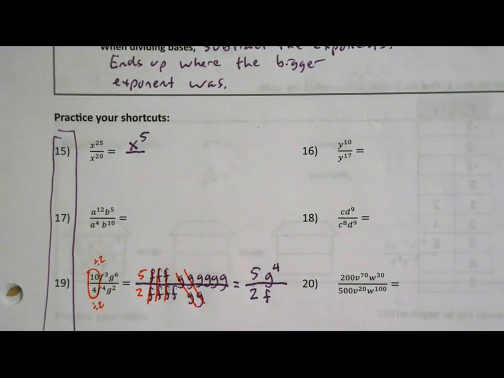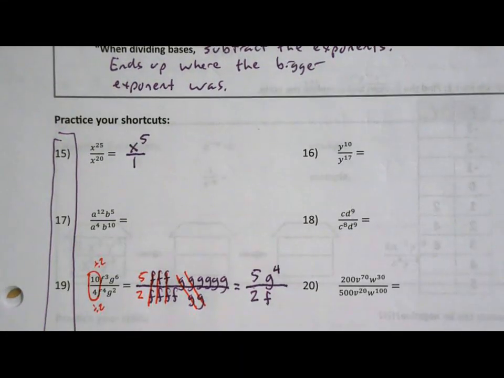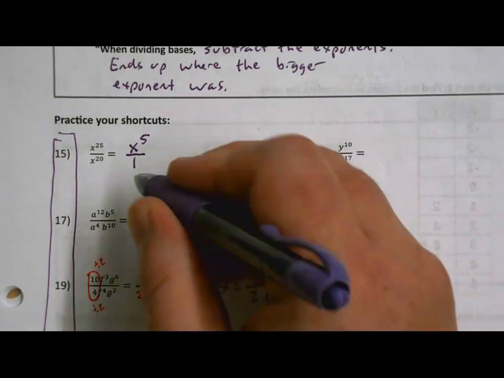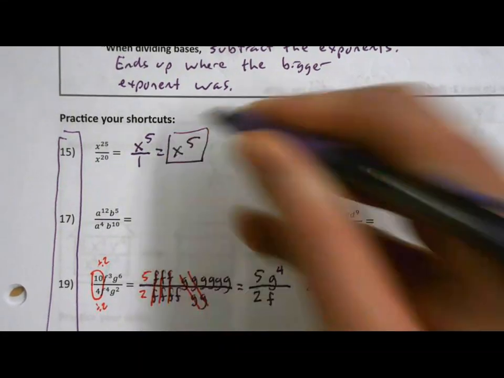Everything on the bottom would cancel, right? When everything cancels on a side, we always stick a 1 there. Now, in a fraction, if we have a 1 on the bottom, we can just get rid of it. So x to the 5th would be our answer there.